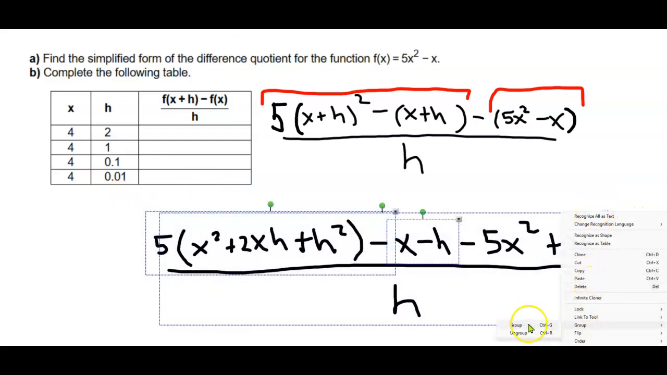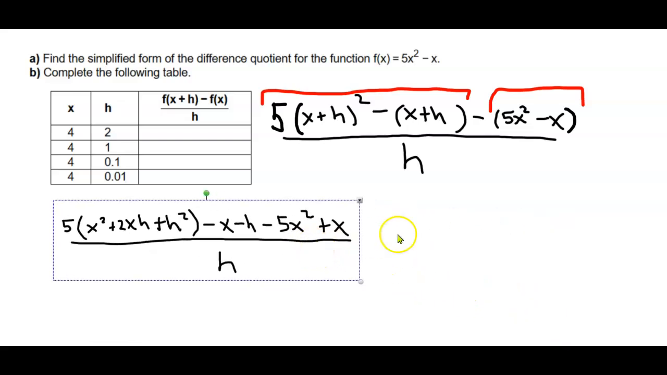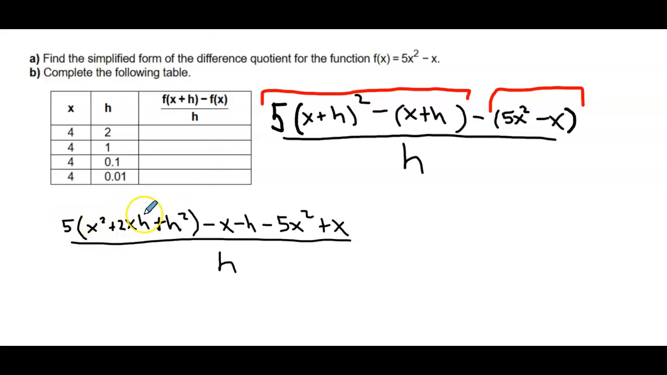To ensure we've got it simplified, we want to make sure there's no factors of h in the denominator. And currently we've got this h down below. So if we look to combine like terms in the numerator, if we were to distribute this 5, we'll notice this term is going to be 5x squared, so that cancels with this negative 5x squared here. We're going to have 5 times 2 gives us 10xh. We're going to have a plus 5h squared. Again, that's distributing the 5. Then we've got a minus x, but there's also a plus x over here, so that cancels. And then there's this minus h.